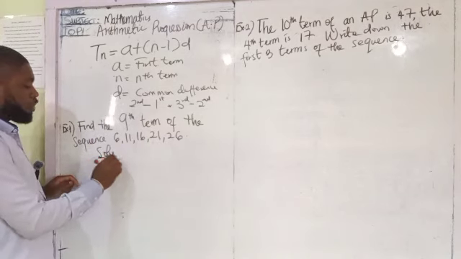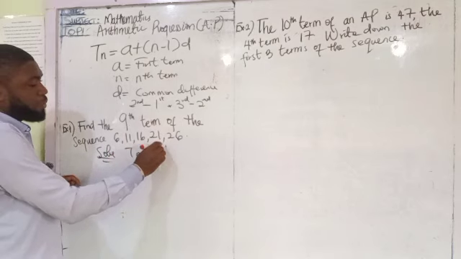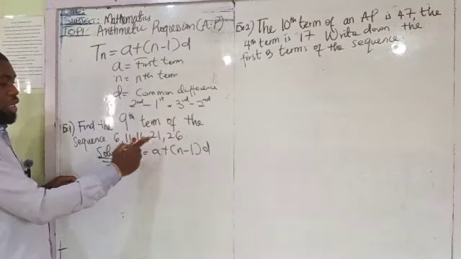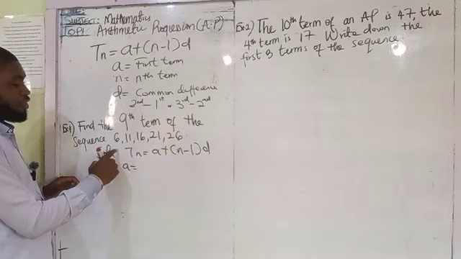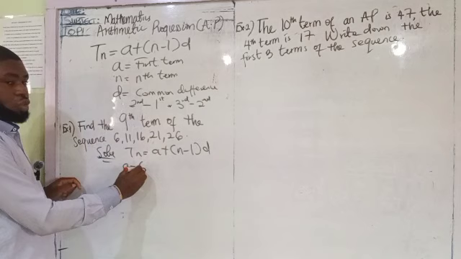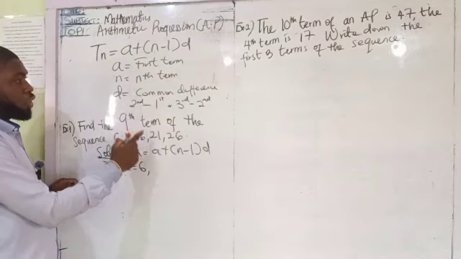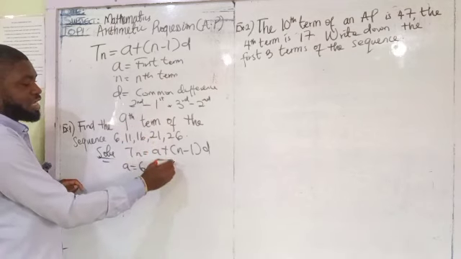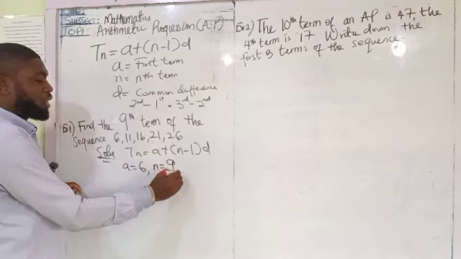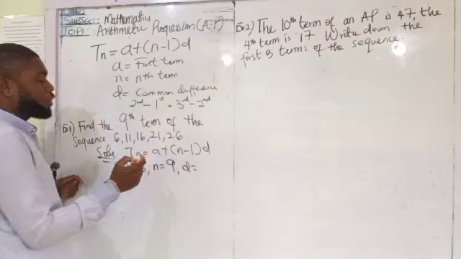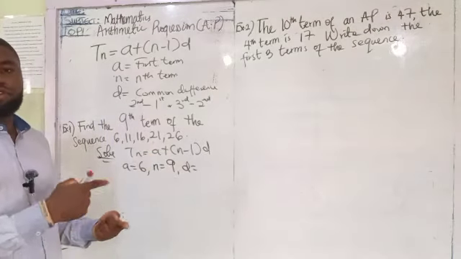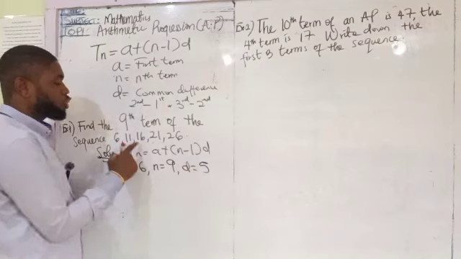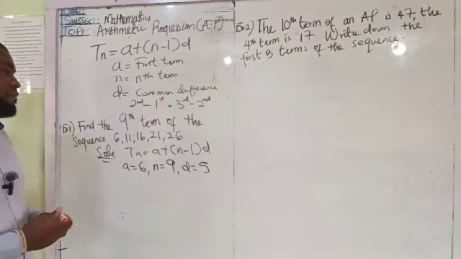Solution: from the formula, Tn equals A plus (n minus 1) D. Now, from the sequence here, you can tell that your A, your first term, equals 6. You're looking for the ninth term, so n equals 9. And your common difference is the second term minus the first term. So you have 11 minus 6, which is 5. Or you can also do 16 minus 11 to get 5.